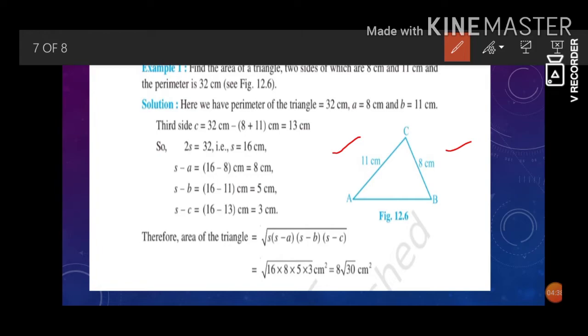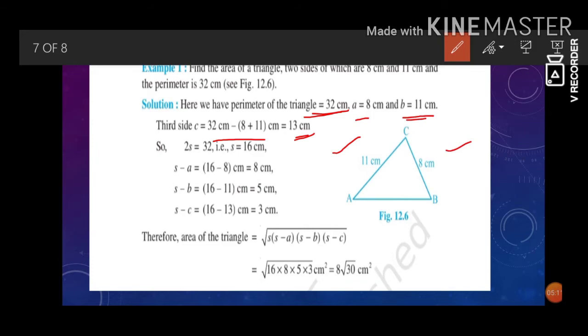Let in this triangle, the perimeter be 32 centimeter. Let A be 8 centimeter and B be 11 centimeter. So the side C will be the perimeter minus the sum of the two sides. So 32 minus (8 plus 11), we will get 13 centimeter. So the three sides of the triangle are 8, 11 and 13.